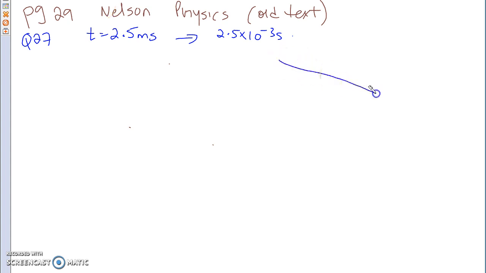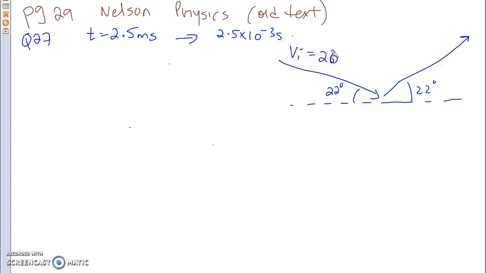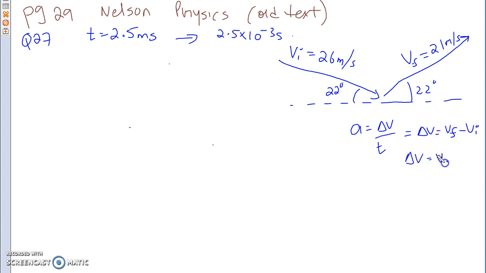And your picture looks like this. You've got this 22 degrees, and this right here is 22 degrees, and this is your Vi, which is 26 meters per second, and this is your Vf, which is 21 meters per second. So what we're going to do, as we said, acceleration was delta v divided by t, and delta v equals vf minus vi. Since this is a vector, that's delta v, which equals vf plus negative vi.